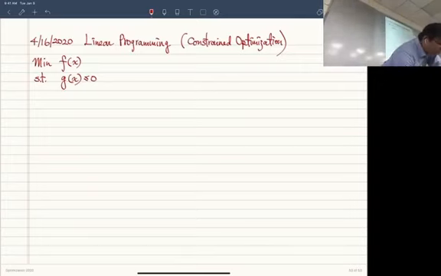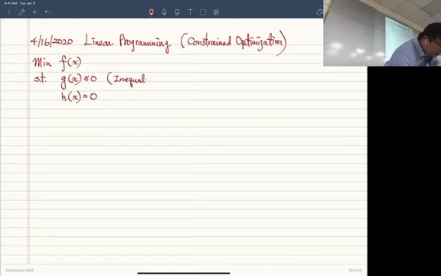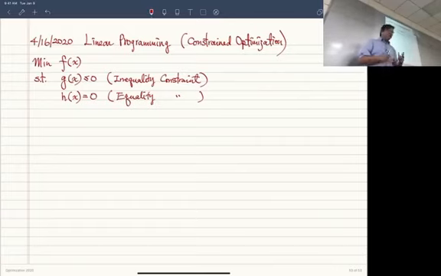And also, we have h functions. They are the equality constraints. So we don't have larger than or smaller than, we have an equal sign. And we categorize g and h separately. g are constraints that have a larger than or smaller than. The h functions are equal sign. So they are the so-called inequality constraints, and h are the equality constraints. Okay, that's the most usual formulation that we have.